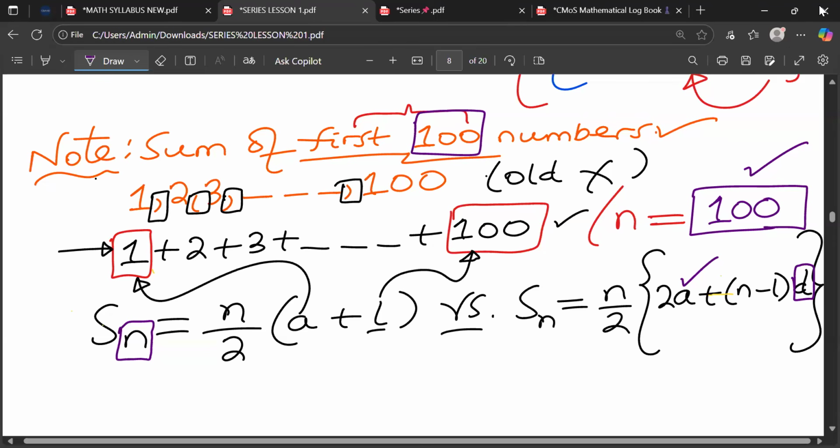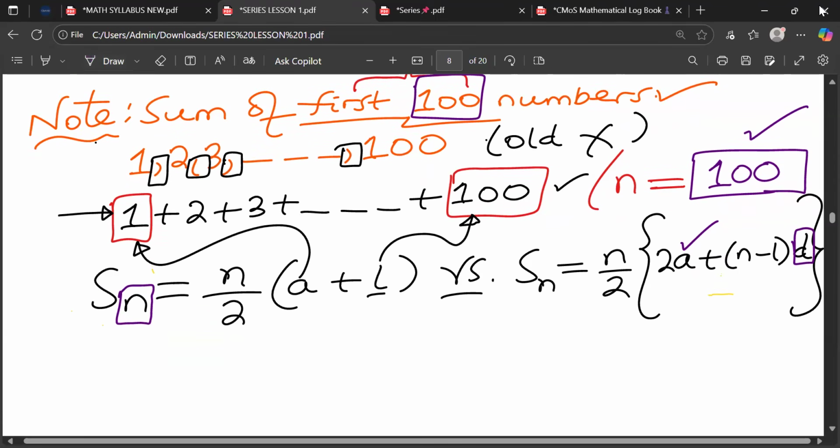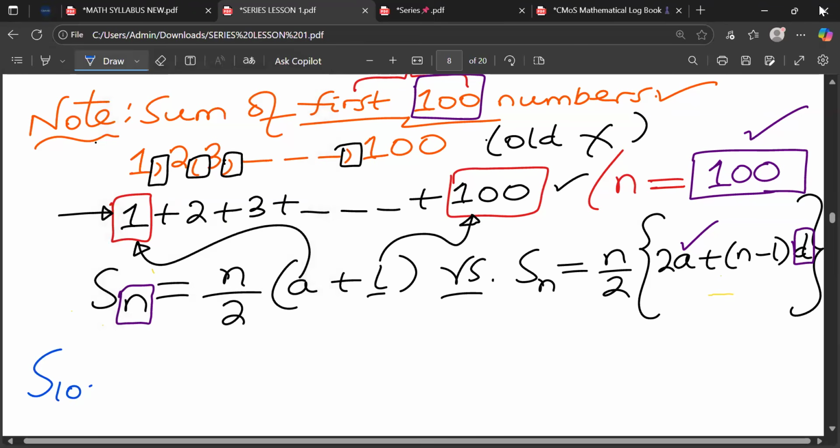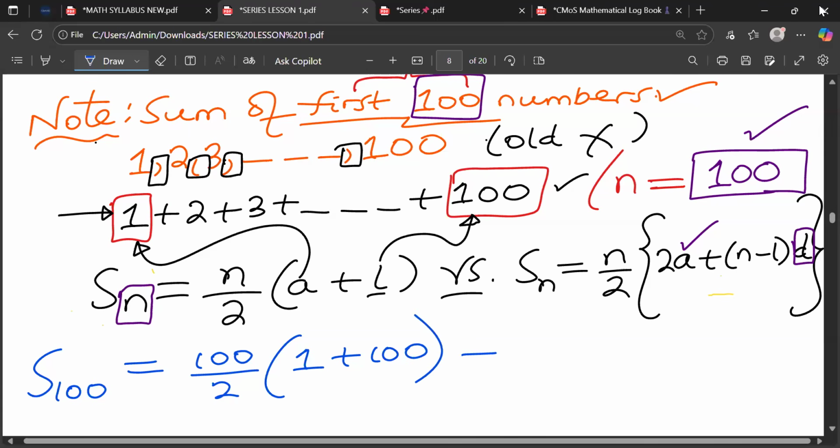So do you see that number? I'm going to just use this and substitute. As I'm responding, I'll say they need the sum of the first 100 terms. So my n, it is very clear, 100 has replaced n. My first term is a, which is 1. My last term is 100. Then you put the answer.